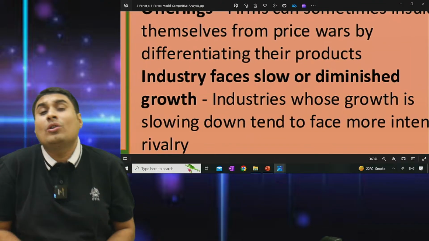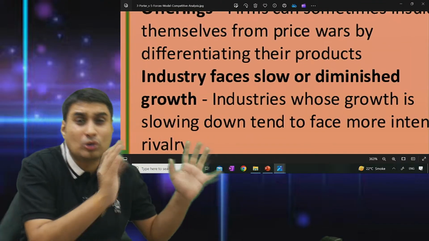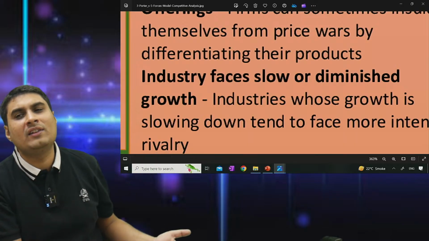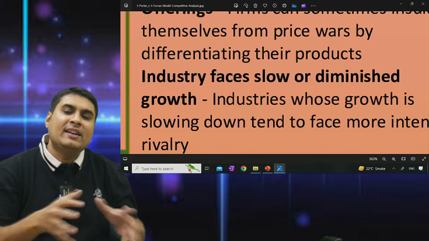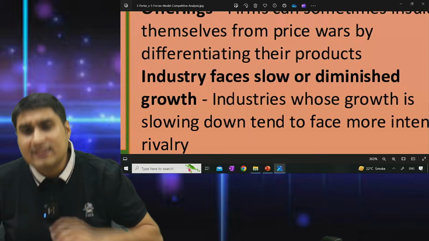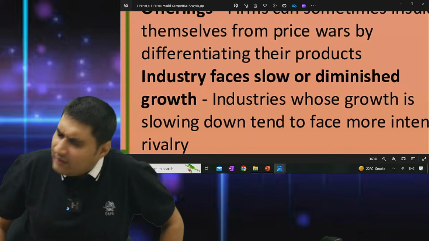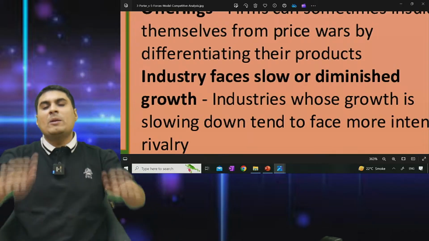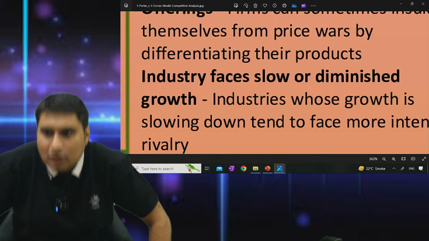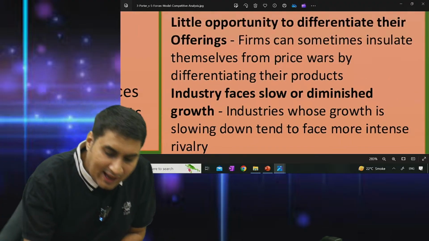Industry faces slow growth. Never go into slow growth. Why? Existing people are also barely surviving, so they will keep on fighting, and you are also going in. So always remember, whenever there is slow growth, rivalry will be more. Why? Existing people will keep on reducing the price to meet their growth or fixed cost. I hope you are clear.